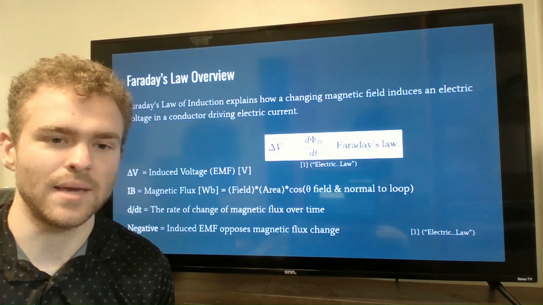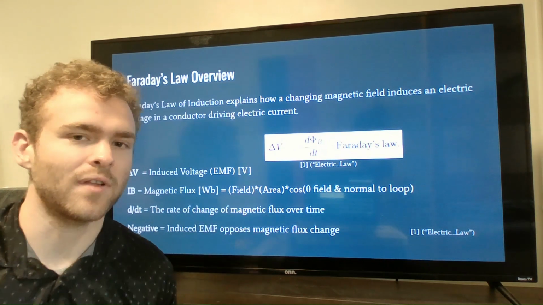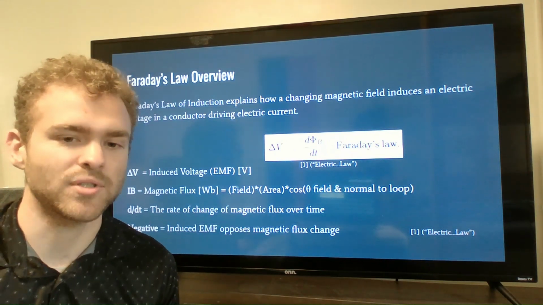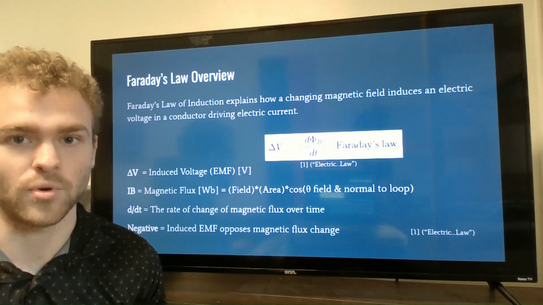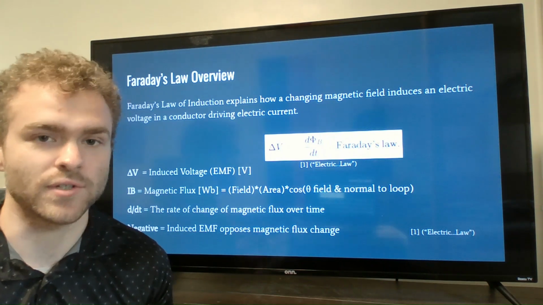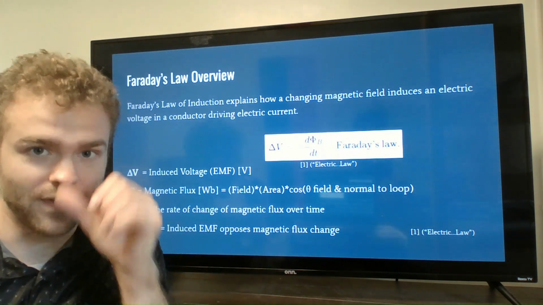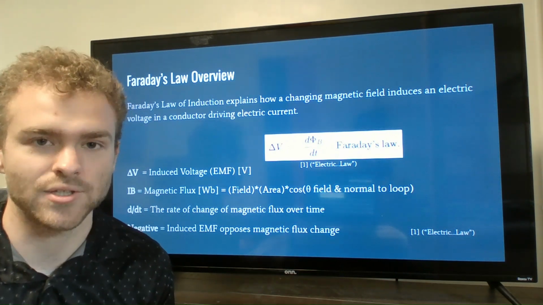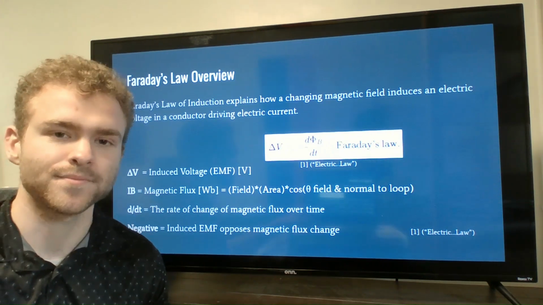Delta V being the EMF or the voltage. The Φ_B being the magnetic flux. And this is calculated by multiplying the field by the area and then the cosine of the angle between the field and the normal of the loop. Now the d over dt is the rate of change over time of the magnetic flux, and the negative is just the natural induced EMF opposition to the magnetic flux change. So this is how we calculate the voltage that gets applied to our conductor.